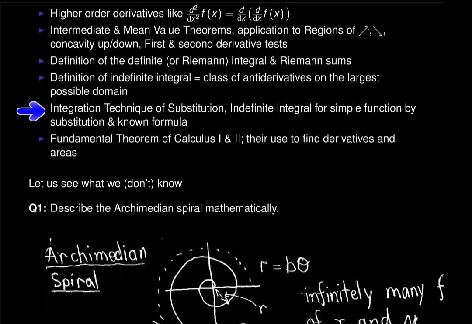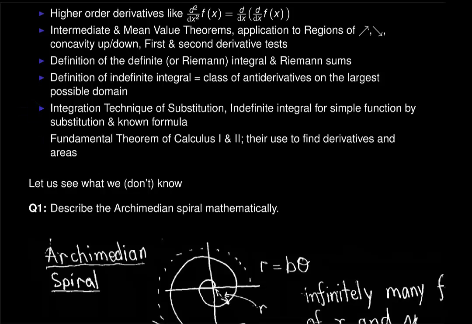And the substitution is kind of like an inverse of the chain rule. And using this, we should be able to calculate indefinite integrals for some simple functions using this substitution as well as known formulas. Since indefinite integrals are classes of antiderivatives, if you recall the function that you differentiated to get a different function, then going in the reverse direction creates a known formula for an indefinite integral.